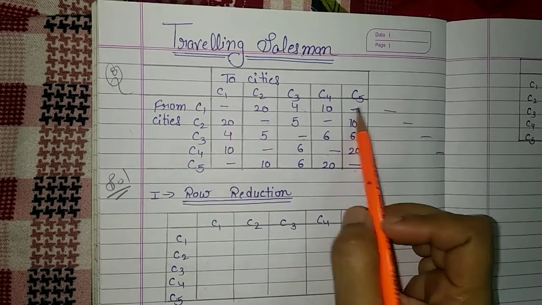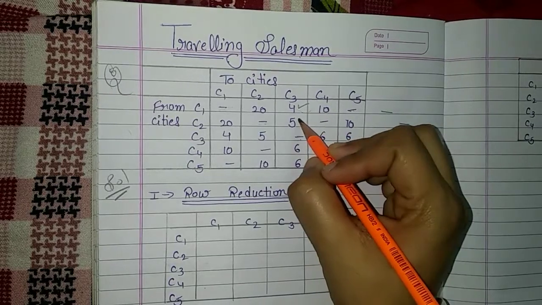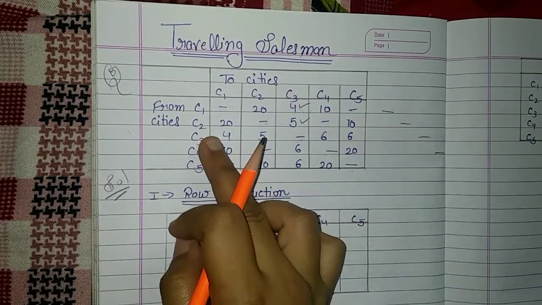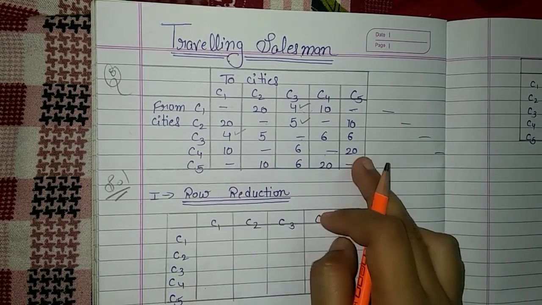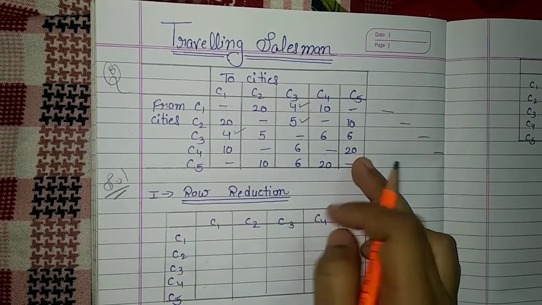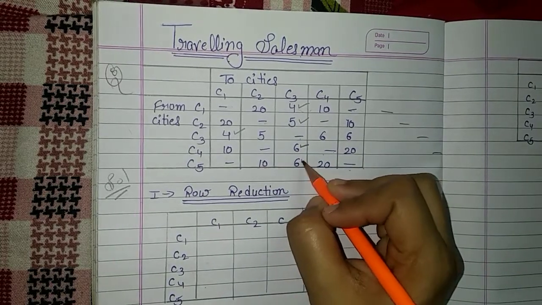Like in the first row, the minimum number is 4. In the second row, the minimum number is 5. In the third row, the minimum number is 4. In the fourth row, the minimum number is 6. In the fifth row, the minimum number is 6.